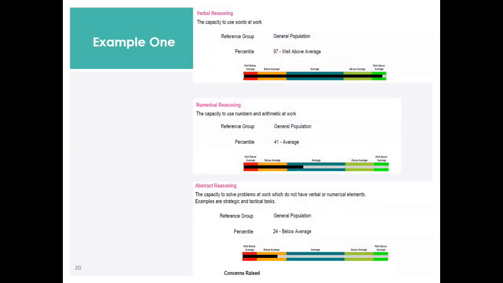And here's an example of what these results might look like. And I thought I might show you this profile here because this example is an example where you can see this person is extremely high in verbal reasoning. They're sort of average-ish in numerical reasoning, and they're quite low in abstract reasoning. And the risk that you run with a profile like this is that when people have extremely high verbal reasoning, they tend to be very impressive in the way that they express themselves.